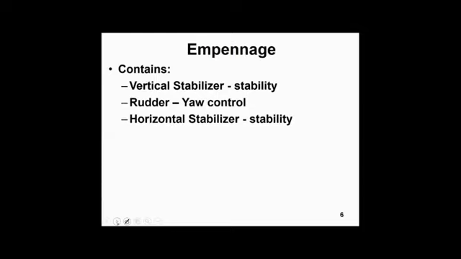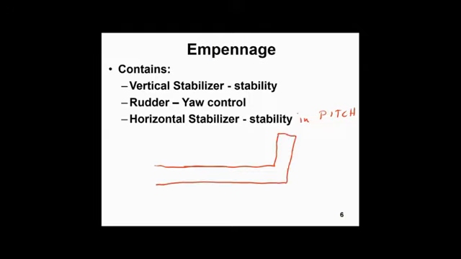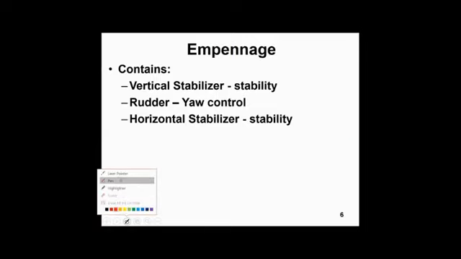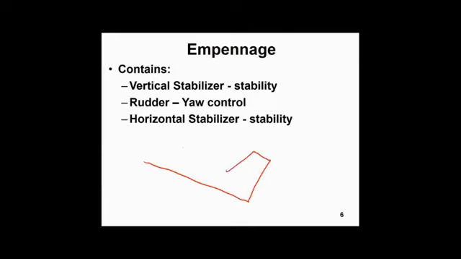The horizontal stabilizer provides stability in pitch. So if we look at the side of an airplane, let's draw a Tomahawk here, a pretty lousy Tomahawk, and here's our horizontal stabilizer. Let's say the airplane is pitching up. If the airflow comes and hits the stabilizer, it's going to tend to push the tail up and push the nose down, and therefore it gives us stability in pitch.